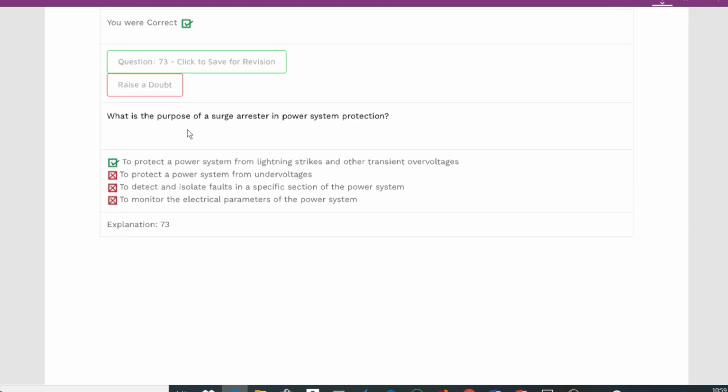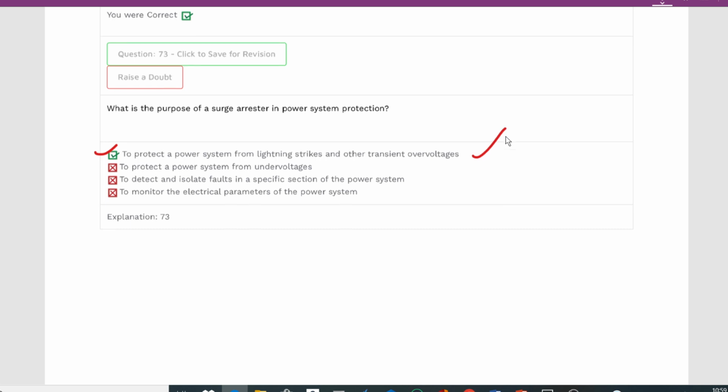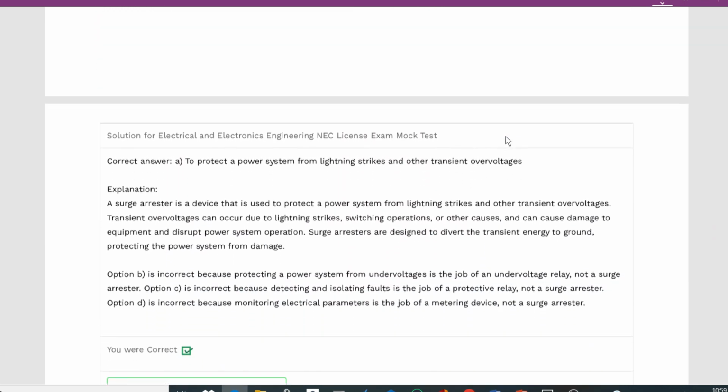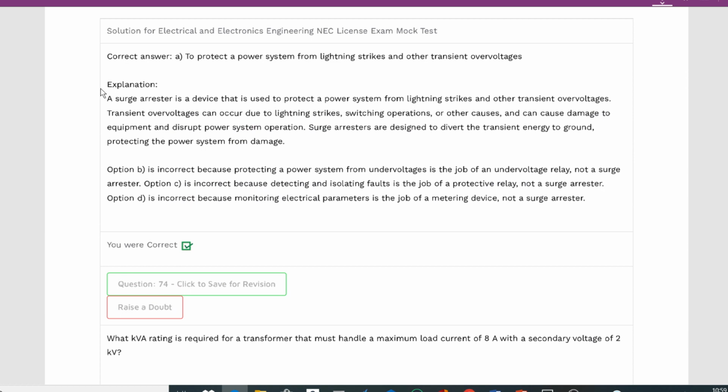Now, what is the purpose of a surge arrestor in power system protection? The purpose of a surge arrestor is to protect a power system from lightning strikes and other transient overvoltage. So option A is correct here. And here is the explanation for surge arrestors. You can also read this part.